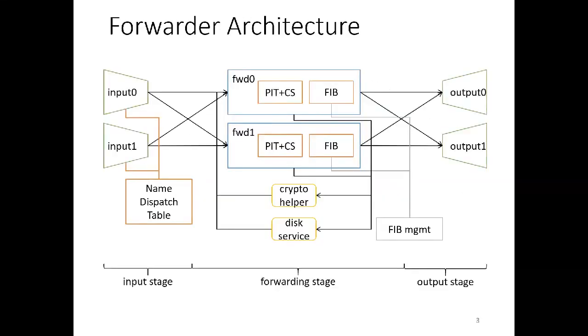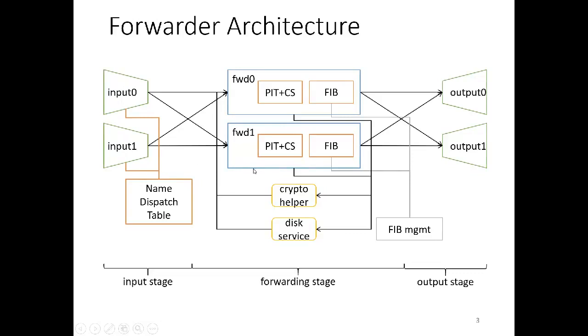This diagram shows the architecture of the forwarder. It's divided into three stages, each with some threads pinned to CPU cores. On the left side is the input stage. The input thread will receive packets from the hardware Ethernet interface and decode them, perform NDNLP reassembly if necessary, then determine which forwarding thread should handle them by doing name lookups and other dispatch methods that I will explain later.